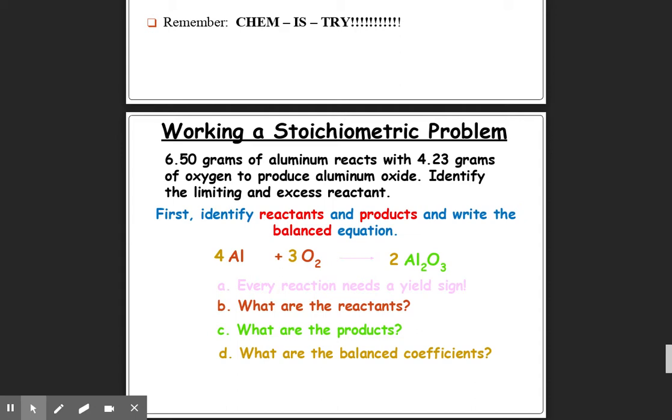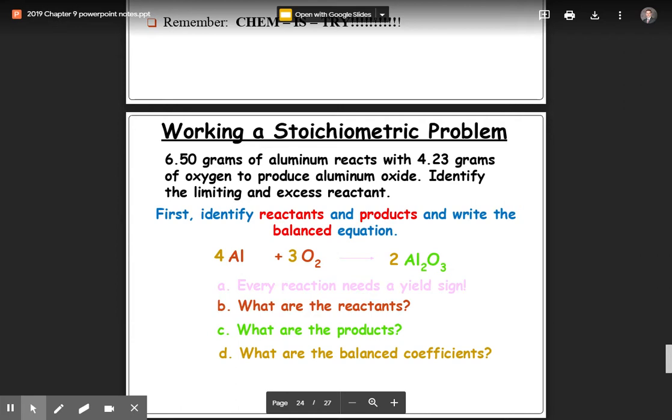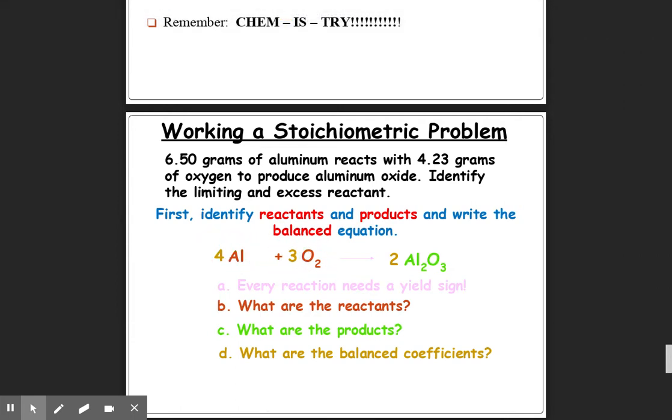So obviously the first thing you want to do is make sure you know what the reactants and the products are, make sure it's balanced. So go ahead and write out your balanced equation. You should get 4 aluminums reacts with 3 oxygens to produce 2 aluminum oxide, Al2O3. So now that we have that, we're good to go.